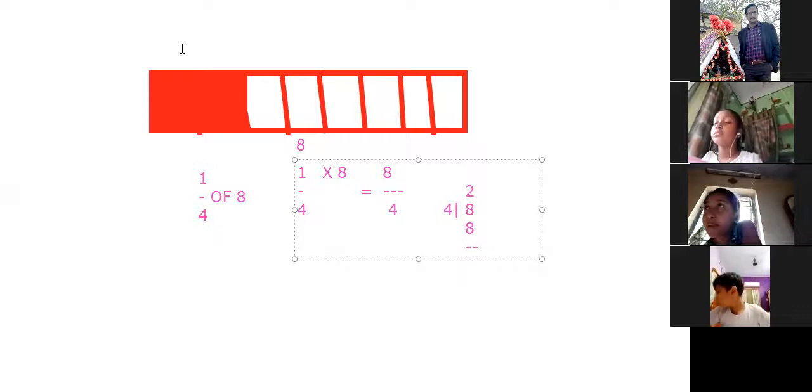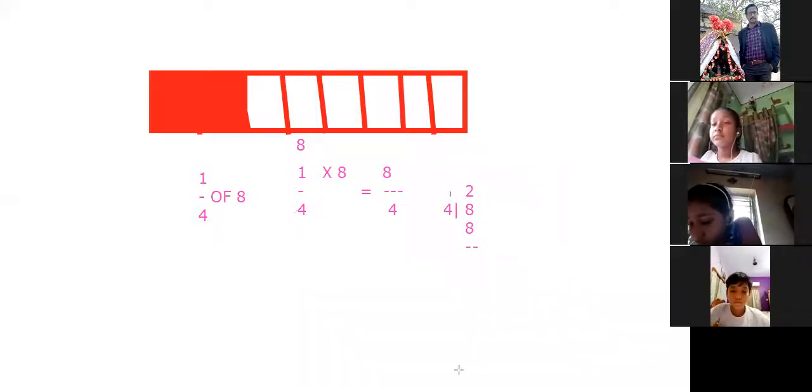1/4 of 8 is 2. This is the result. You can see this 2 is 1/4 of 8. So we can see that 2 is 1/4 of 8. How much? 2. So I have blocked 2.